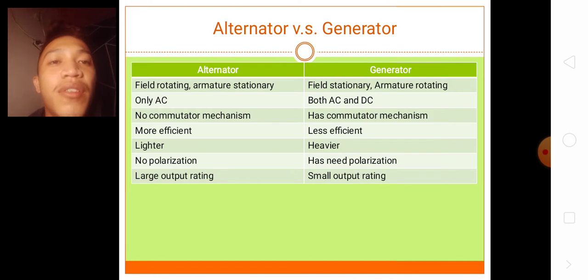Now, the alternator doesn't have a commutator mechanism, since the rotating field is mounted to the pulley or to the axle attached to it, and it's more efficient compared to the generator. It's lighter, no polarization is needed, and it has a large output rating.